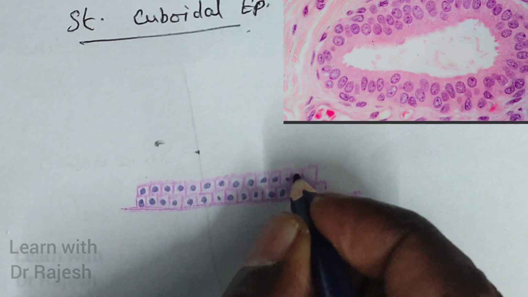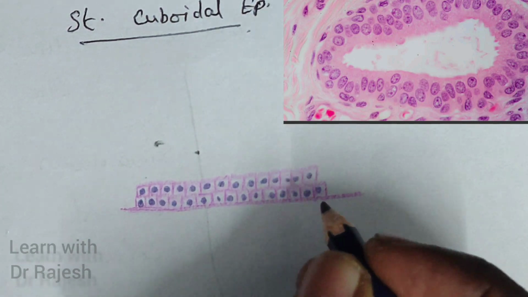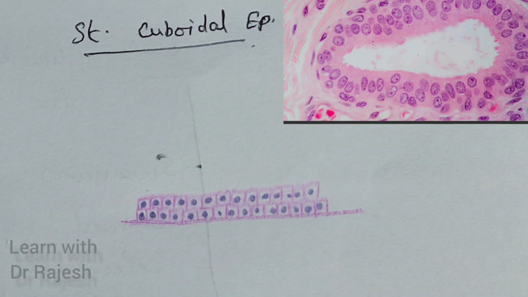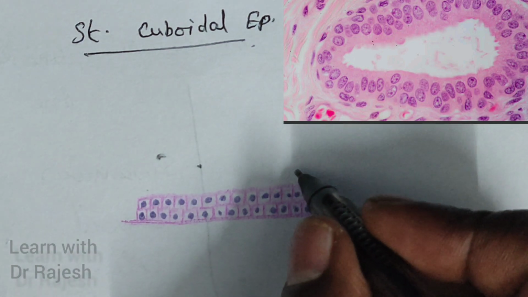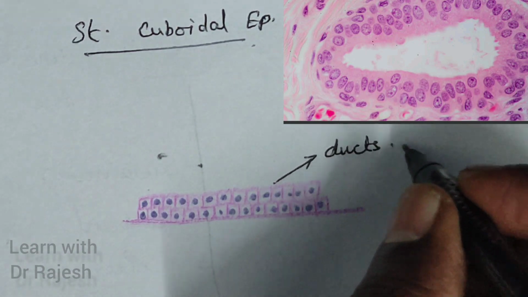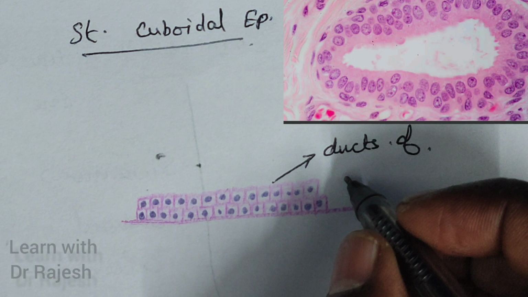Where do we find stratified cuboidal epithelium? Usually the stratified cuboidal epithelium is found in the ducts of glands. So in the ducts of some of the glands, we can see the stratified cuboidal epithelium.